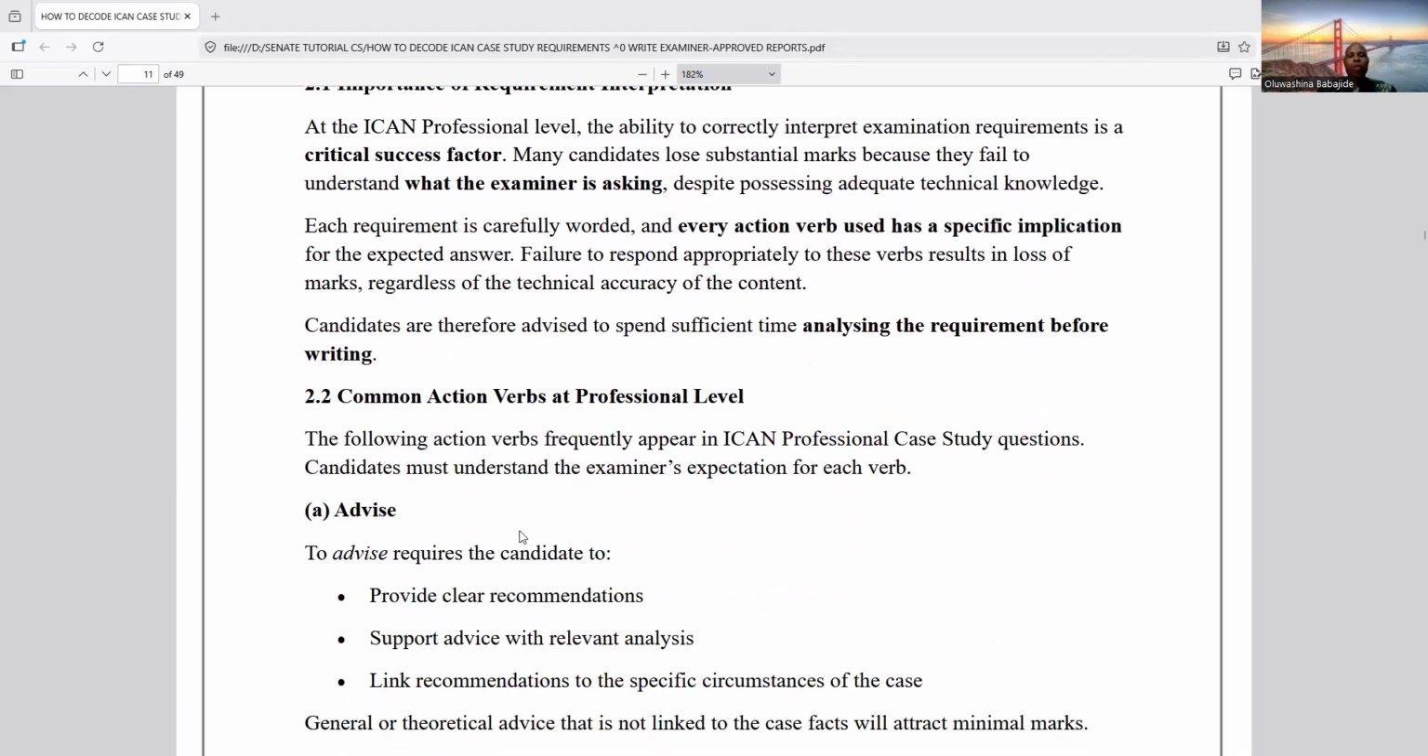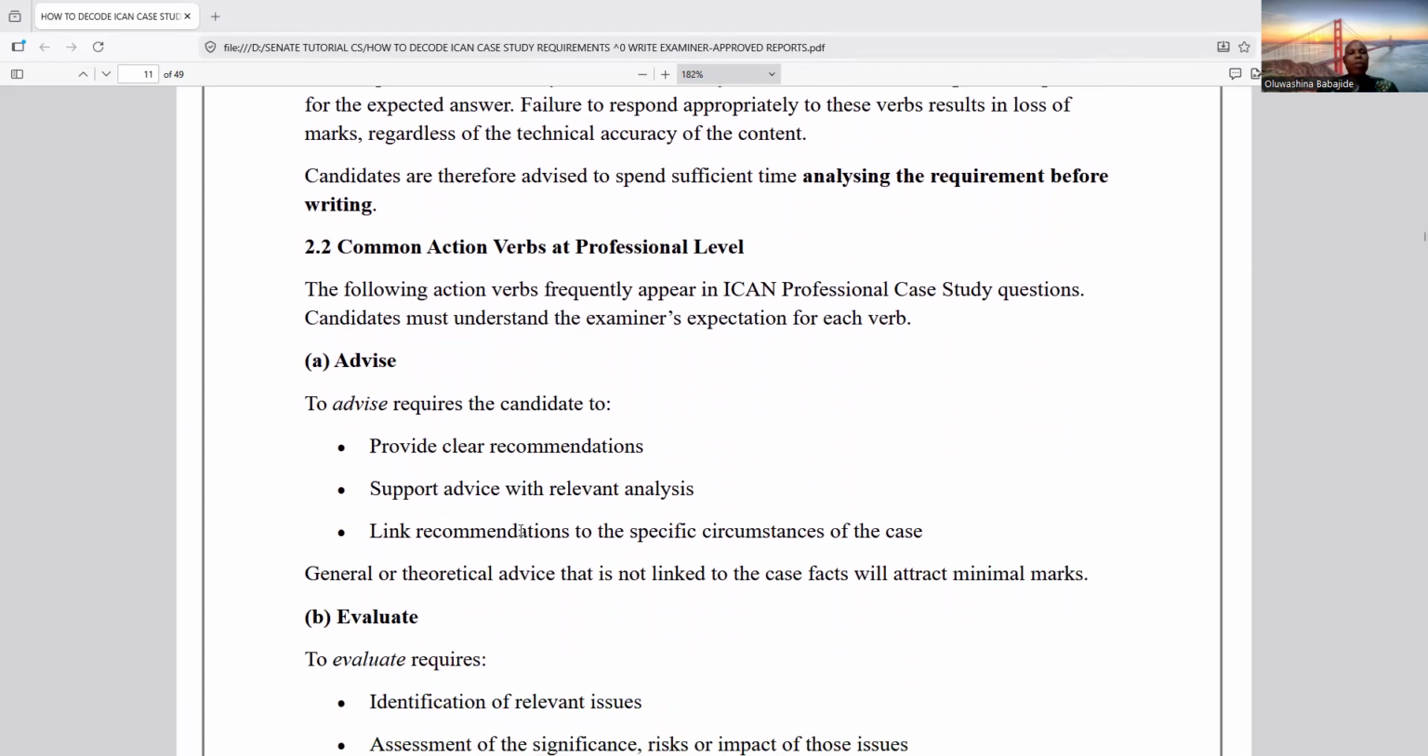So, common action verbs at professional level. What are the common action verbs at the professional level? Now, the following are the common action verbs. The following action verbs frequently appear in the ICAN professional case study question. So when you go and check past questions, you will see what I'm saying there. You will see all these verbs there. Some of you don't understand, so that's why I came out with this, so that you get all this clearly.